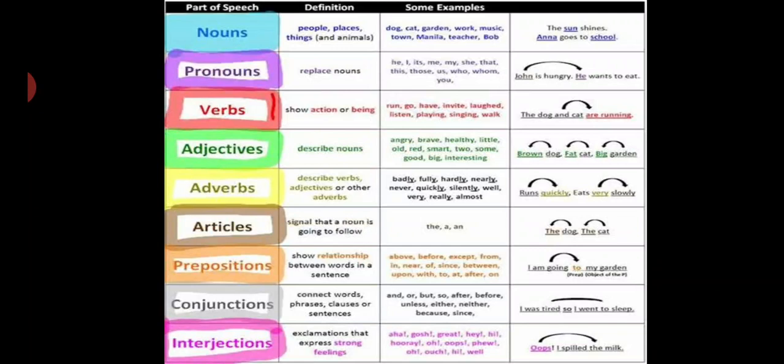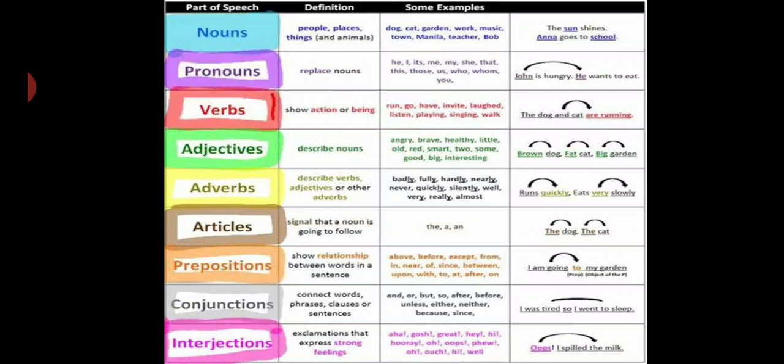Next part of speech is adjective. It describes a noun or pronoun. Some examples of adjectives are angry, brave, healthy, little, old, red, smart, true, some, good, big, interesting. They are used as brown dog, fat cat, big garden. All the green colored underlined words are adjectives and they are describing the nouns.